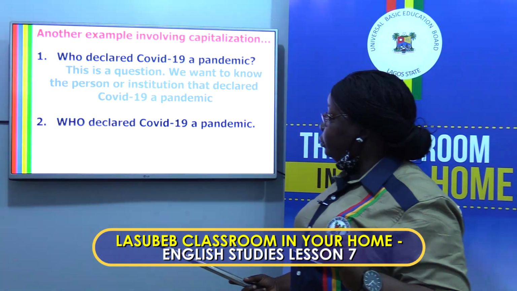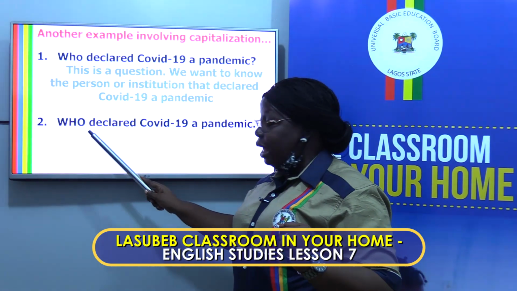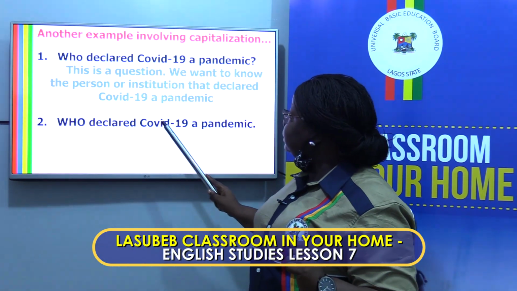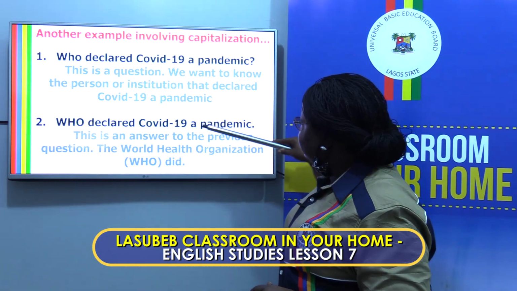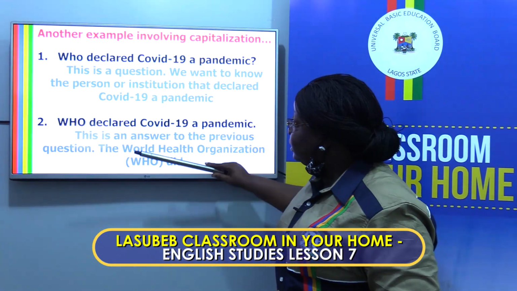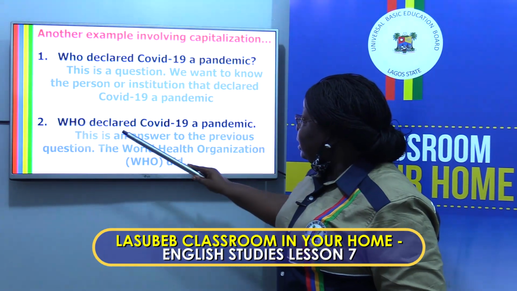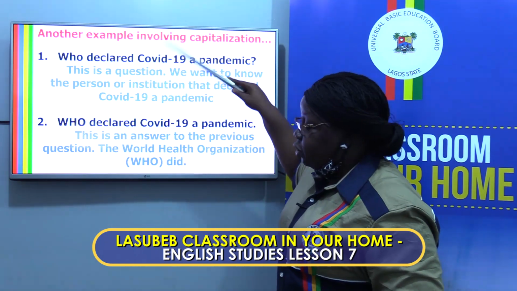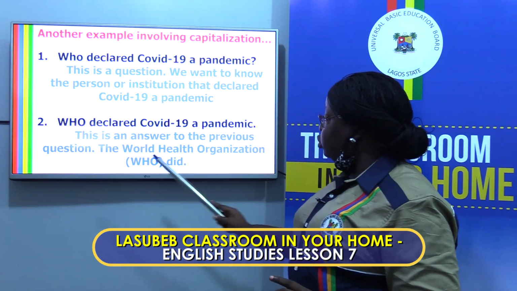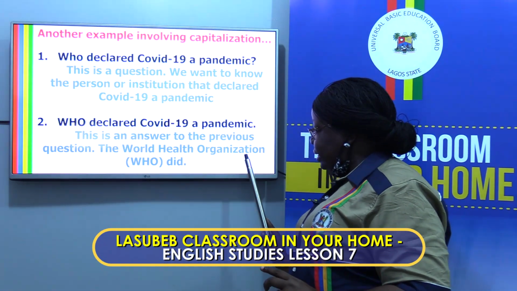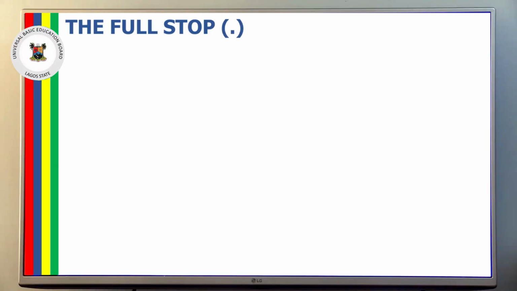Now look at the second one. WHO in capital letters declared COVID-19 a pandemic. The sentences are written the same way, but now it has a different meaning due to punctuation. The second one means that an answer has been supplied to the first question. It is an answer to the previous question. The World Health Organization, who? WHO did. Let's move on to another punctuation.